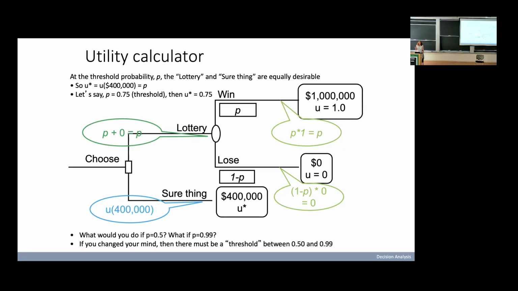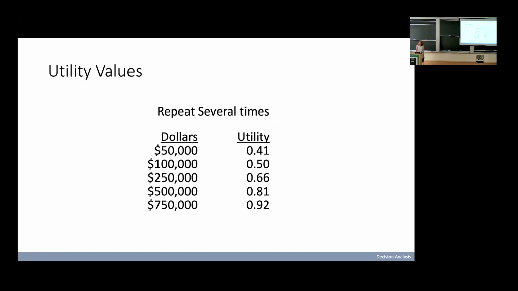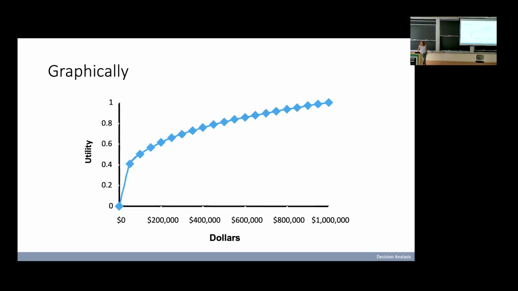So say if we went back and forth and you were indifferent at a probability of winning of 0.75, then that basically tells us that your utility of getting 400,000 is 0.75. And so we can repeat that several times and for different monetary values for the sure thing. And so we get utilities. And again, we can plot that now on a curve.